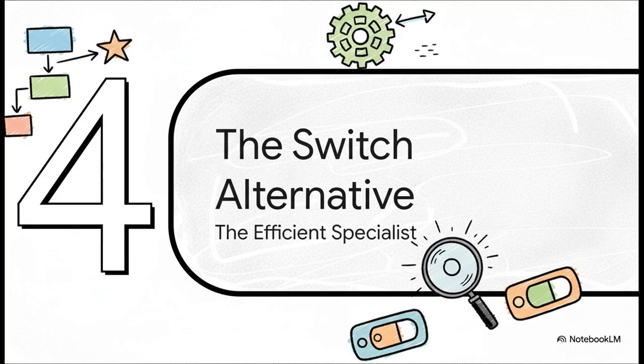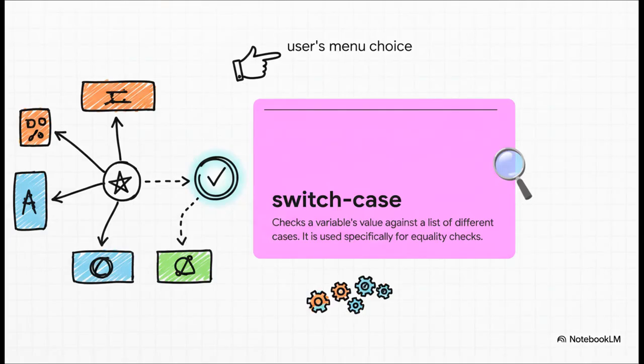Okay, so these if-else chains are clearly super powerful, but for one very specific kind of job, there's another tool that's often a bit more elegant. It's not a replacement. Think of it more like an efficient specialist for checking one variable against a whole list of possible values. And that tool is the switch case statement. Its entire purpose in life is to take one variable, say a user's choice from a menu, and then compare it against a list of preset case values. When it finds a case that matches the variable, it jumps to that spot and runs the code.